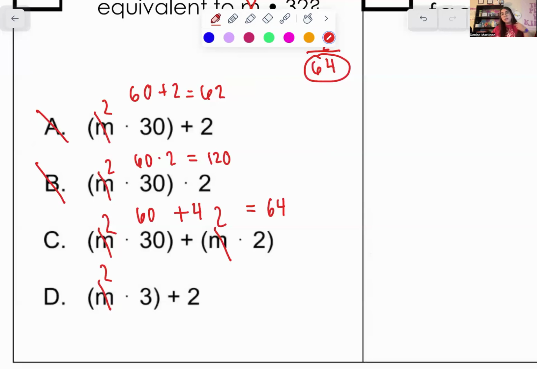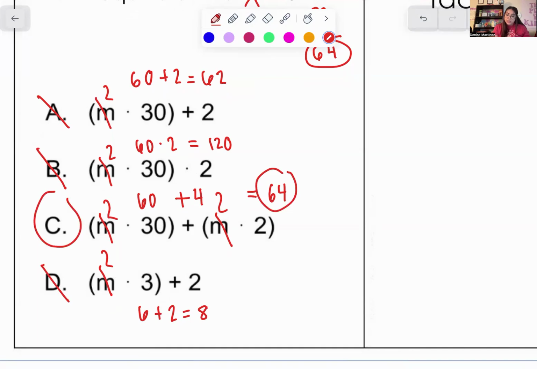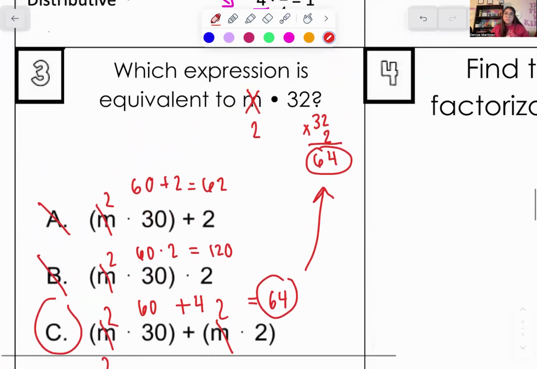So this looks like this is going to be your answer, but let's just double check the last answer choice. 2 times 3 is 6, and 6 plus 2 is 8. So my answer is going to be C because it matched the 64 originally.